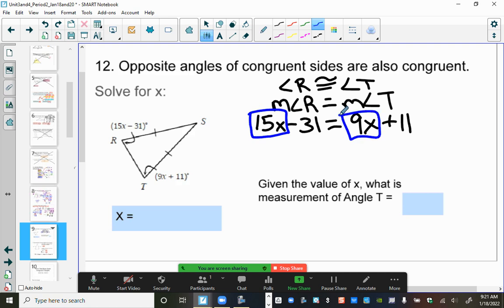The x's are on opposite sides, so that means one of these two terms has to move. Who could tell us which term is moving? 9. What's the opposite of plus 9x? Minus 9x. You have to do it on both sides of the equal sign. So what's 15x minus 9x? Well, what's 15 minus 9? Actually, you know what? Do it on your own.